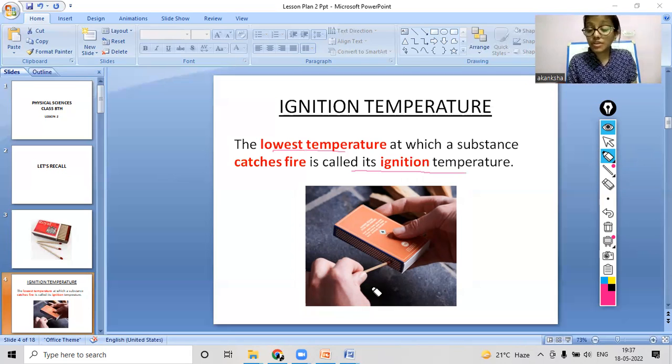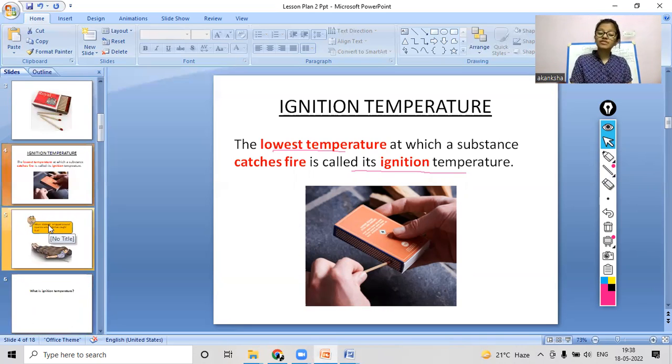Just as when we are lighting a matchstick with the help of a matchbox, the friction will be there, right? So if we are lighting the matchstick again and again, there will be some rise in temperature due to the friction. So the lowest temperature at which it will catch fire will be called its ignition temperature. So this was all about the ignition temperature and its definition. Now we will move on ahead and see some more details.